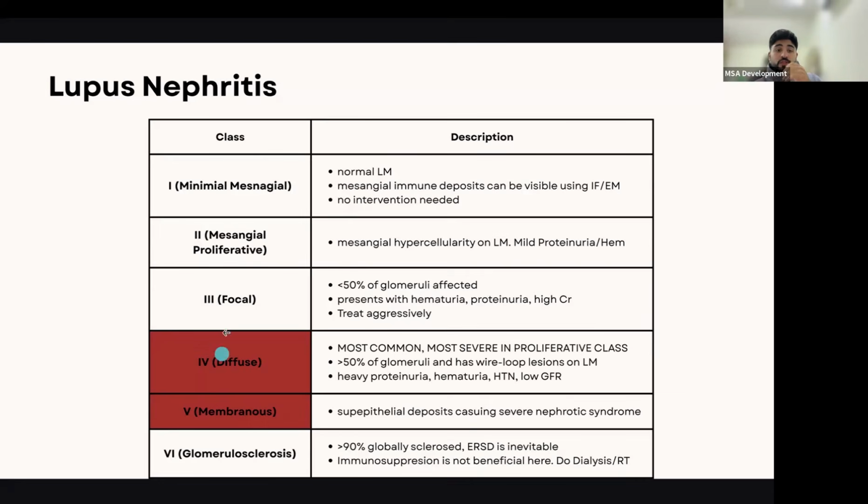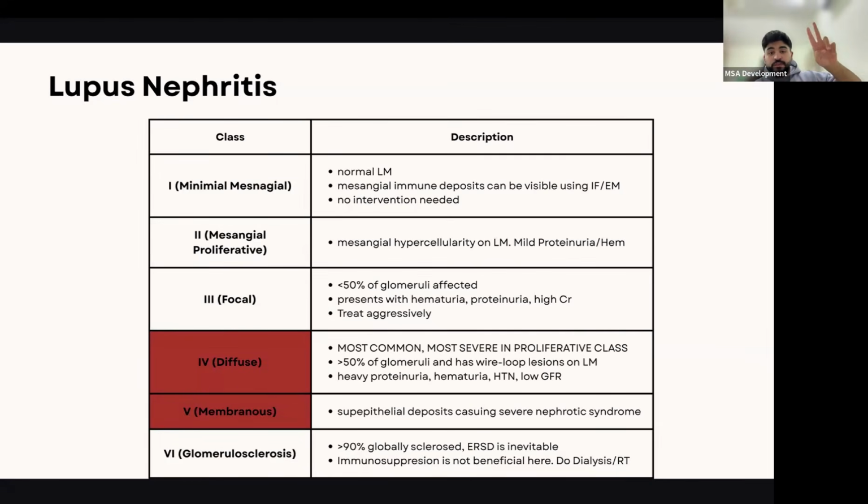In the third stage, it's going to become focal. So focal means localized. Basically less than 50% of your glomeruli is going to be affected. And the patient here is going to present with prominent hematuria, proteinuria, and even high creatinine levels. So here you have to start treatment and you have to treat aggressively.